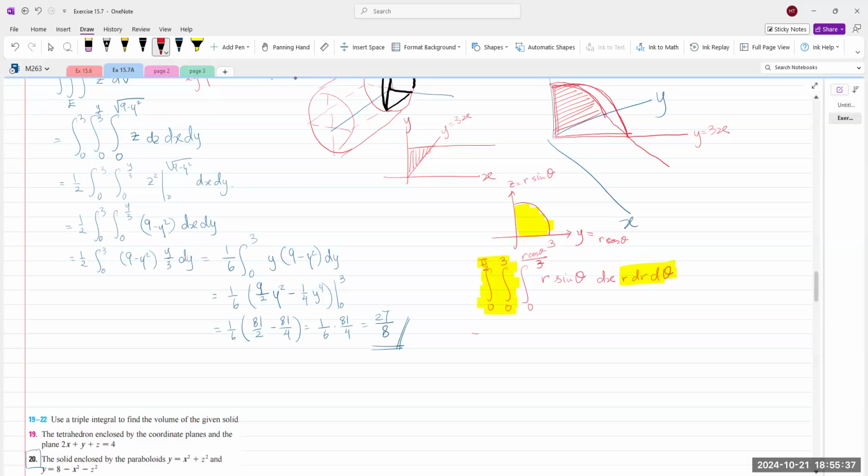Okay, when I integrate with respect to x, it's independent of x, so it's just the length of the interval: r sine theta times r cosine theta over 3 times r dr d theta. The nice thing about this is the domain is already, quote-unquote, a rectangle, all constants, right? I can take the 1/3 out: integral from 0 to pi over 2 of sine theta cosine theta d theta, times integral from 0 to 3 of r cubed dr.